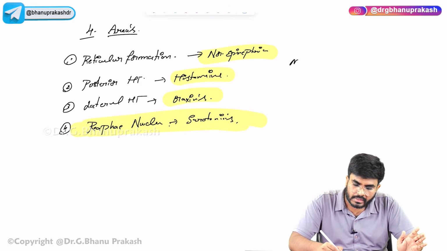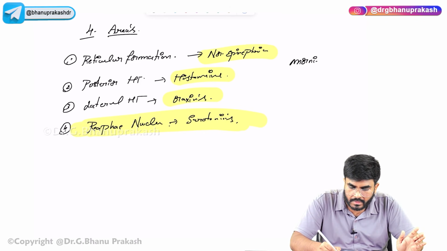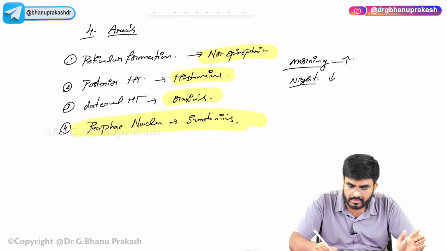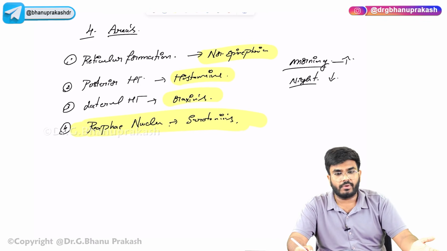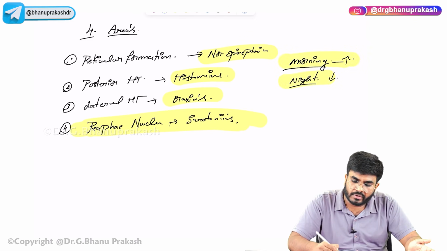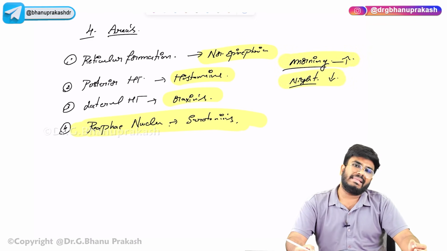Now, you tell me, in the morning, what happens to these neurotransmitters? They increase. During the night, what happens to these neurotransmitters? They will go down so that you will go into sleep. During wakefulness, these neurotransmitters are more. When you are sleeping, these neurotransmitters will decrease.